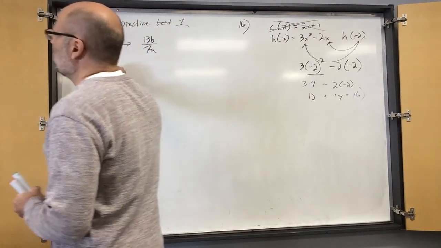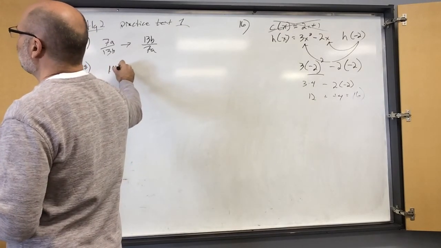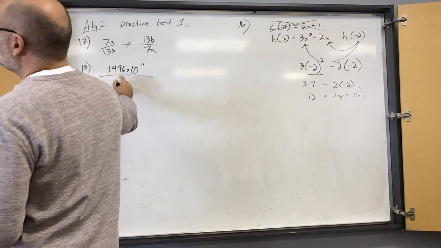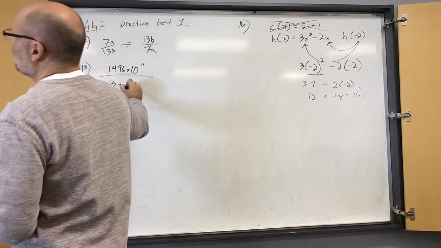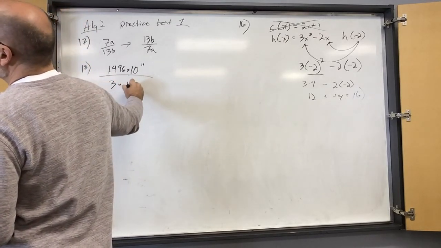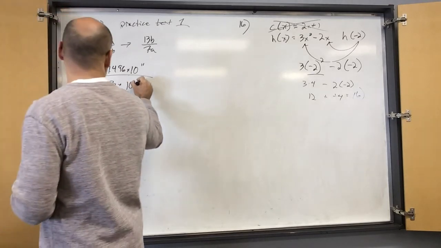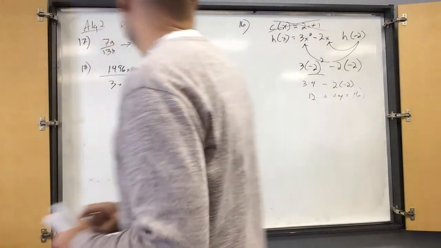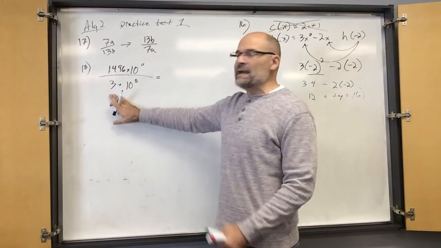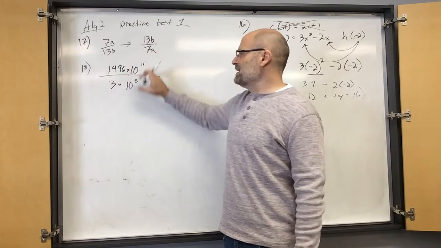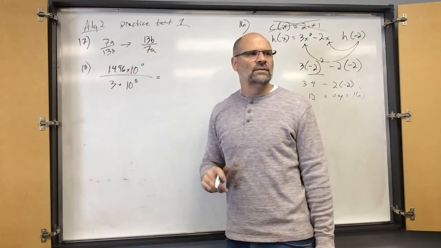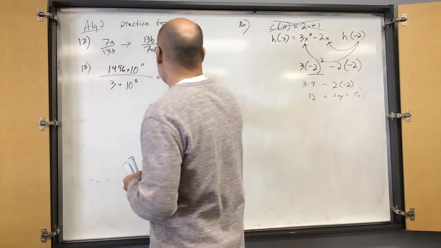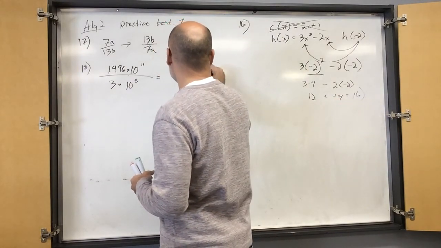Right, so you can go 1.496 times 10 to the 11th divided by 3 times 10 to the 8th. That's the speed of light. So you just divide the big numbers normally, and then how do you divide powers of 10? You subtract the exponents, so this is going to be times 10 to the third.